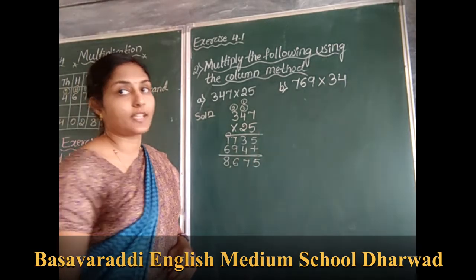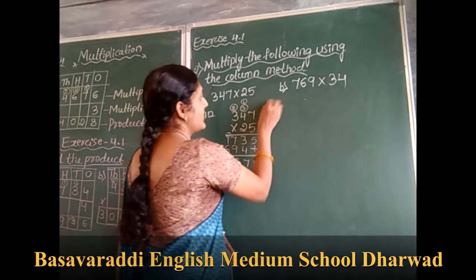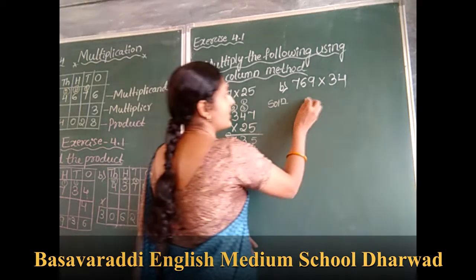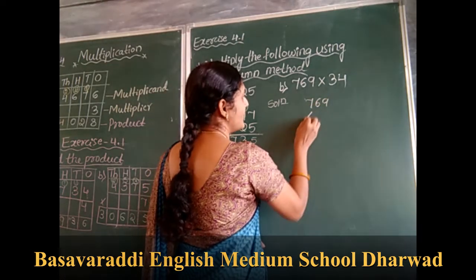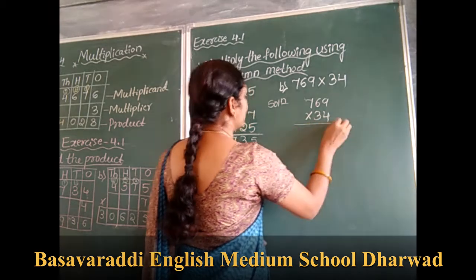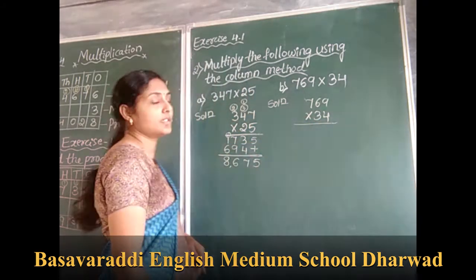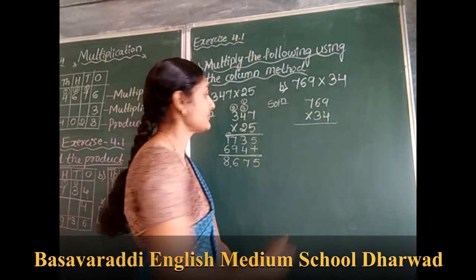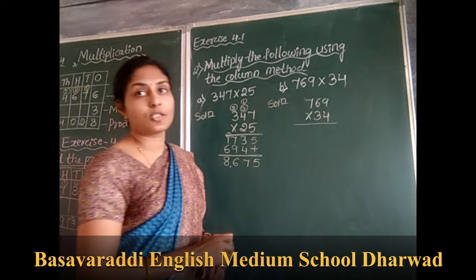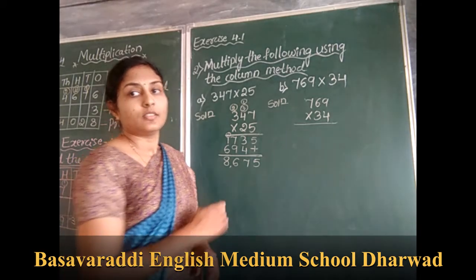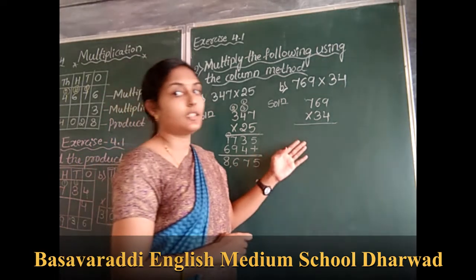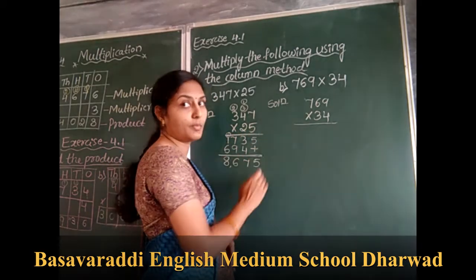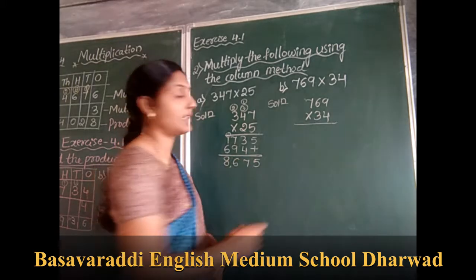So next, do the second question. Same as the first one, we have to arrange the numbers column-wise. 769 into 34. The first number is the multiplicand. The 34 is the multiplier. So we have to find out the product. In this question also there are two digits, so multiply the multiplicand by each digit separately.